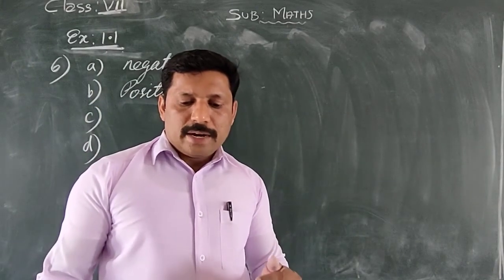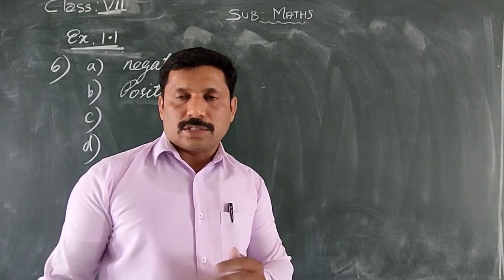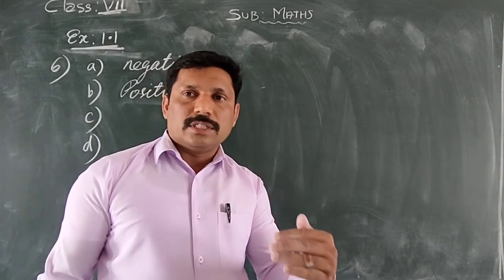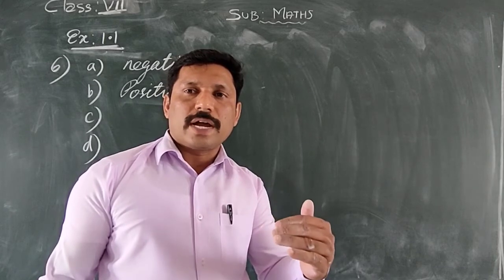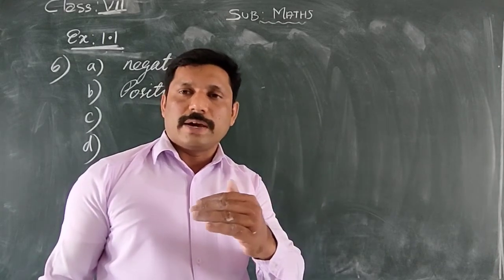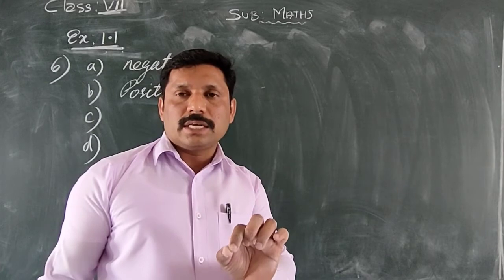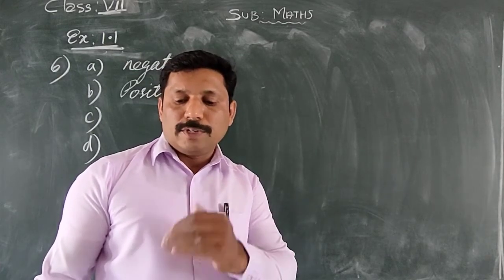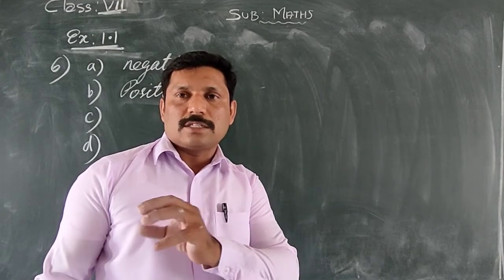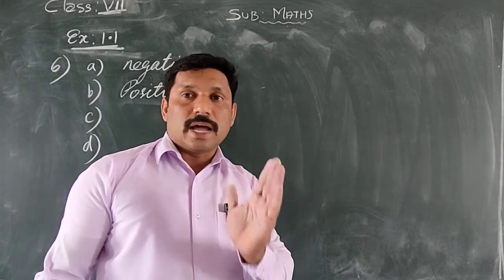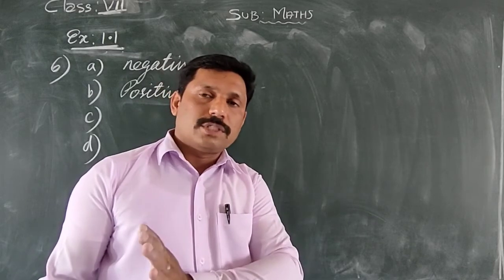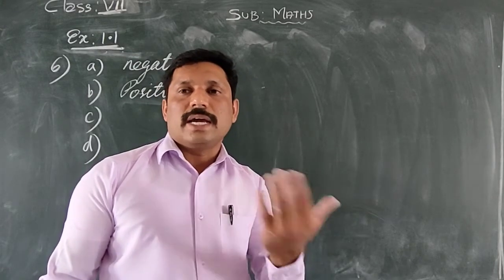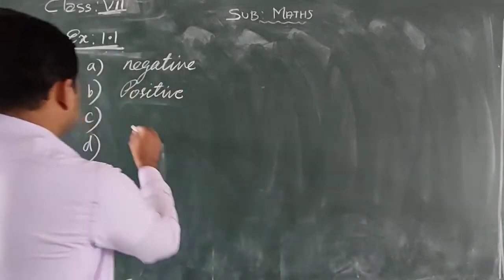Look at the next question. What will be the sign of the product of 19 negative integers and 15 positive integers? 19 is an odd number, so an odd number of negative numbers always gives a negative sign. So if we multiply 19 negative integers, the answer will be negative. And if we multiply 15 positive integers, the answer will be positive. Their product, negative into positive, again changes to negative. So the answer is negative.